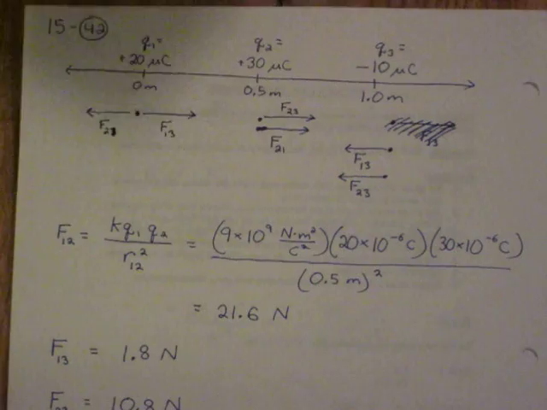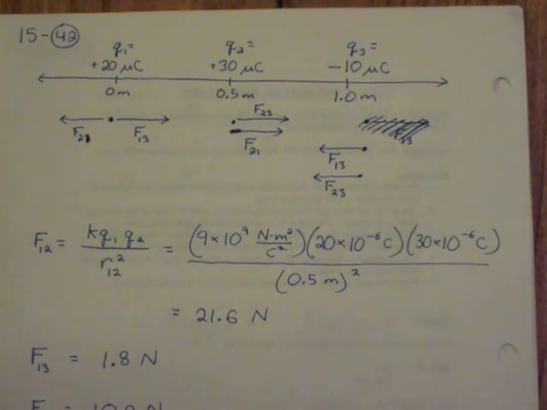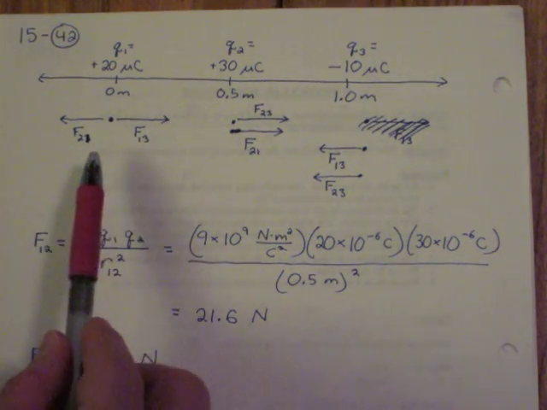Next, number 42. Number 42 says find the net force on each charge. So what I've done, you can see my diagram at the top of the screen there. And what I've done below the x-axis is to draw which way the forces are going. So this is the force diagram on charge 1.